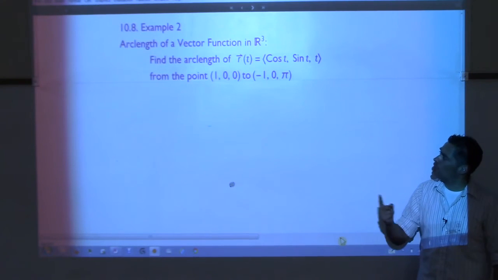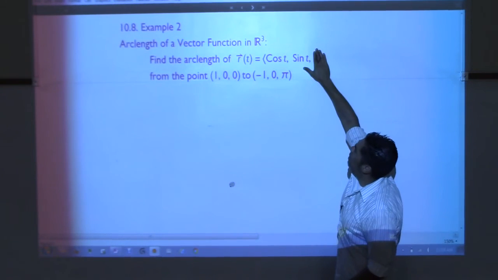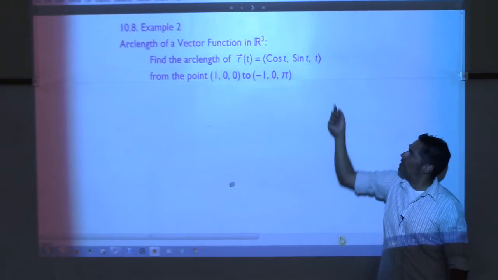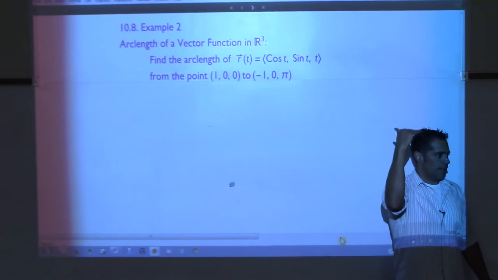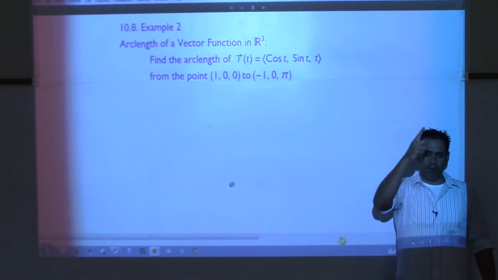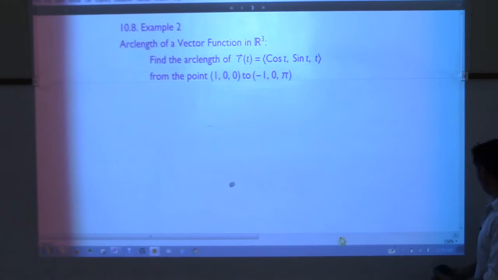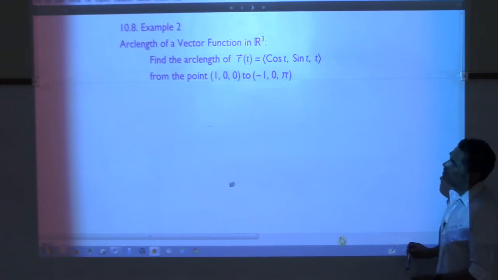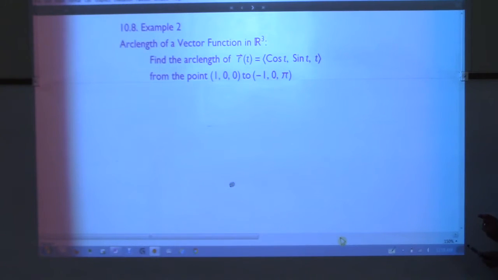So it's trying to draw a circle in the xy plane, but then the z component is making it go up, so it's drawing this spring going up. And what I'm asking is the arc length of this spring from a certain point on the spring to a separate point on the spring.